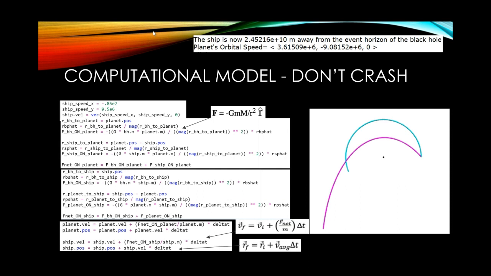Therefore, the net force acting on the spaceship is now the sum of the gravitational force exerted by the black hole on the spaceship, as well as the gravitational force exerted by the planet on the spaceship. The motion of the spaceship was mapped using a position update formula and a velocity update formula given by Newton's second law.